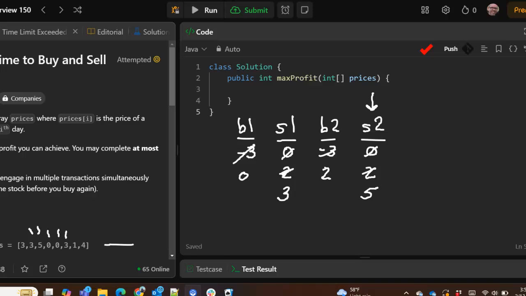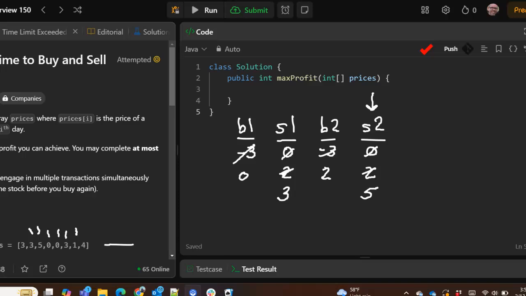How did we get that? Well, we can get that by buying at 3, selling at 5. That's 2. Buying at 0, selling at 3. That's another 3. So here's our current profit. It's 5. All right. Let's go again. Now we are at 1.